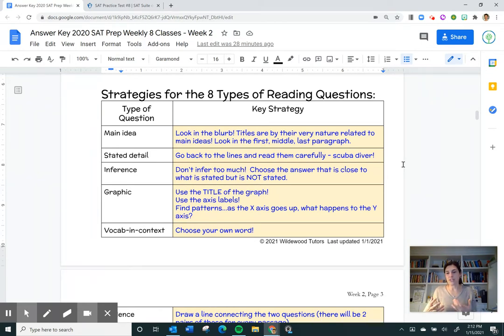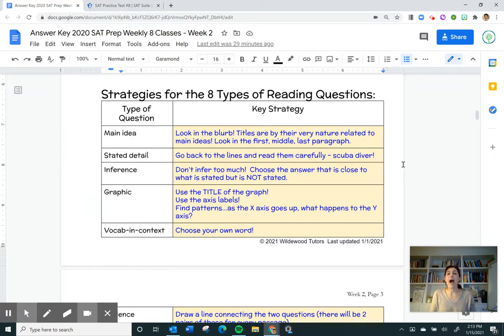Now, what kind of a strategy is that, right? Look in the beginning, the middle, or the end. Well, obviously. But really, it's a matter of training your eye in that first 3-minute read to skim for what the main idea is to begin with. And as you do more practice, both in the English and then in the science and social studies, you'll have more of an eye for where that's going to be.